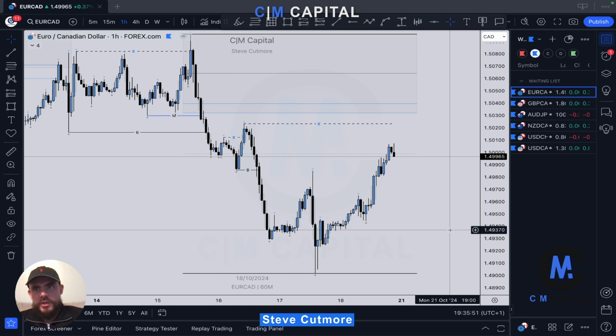Carrying over from last week, I'm pretty much looking at exactly the same pairs: Euro CAD, Great British Pound CAD, Aussie Dollar, Japanese Yen, NZD CAD, US Dollar, Swiss Franc, and US CAD. I've not changed anything from last week. I'm still looking at just the same six pairs again. Starting off with Euro CAD.